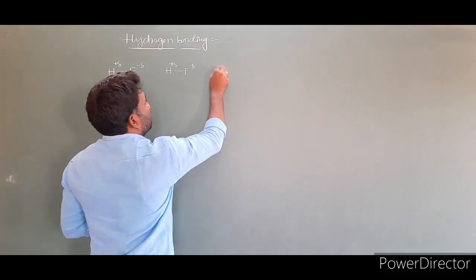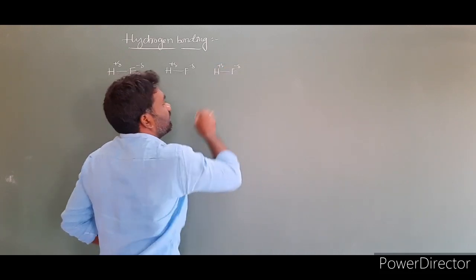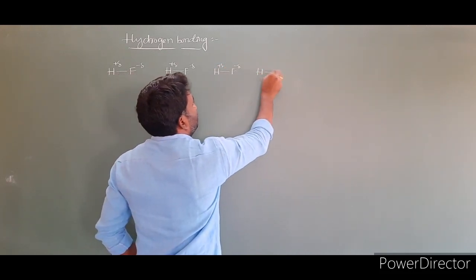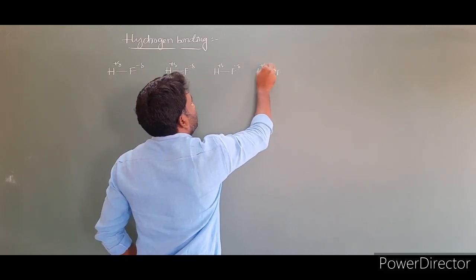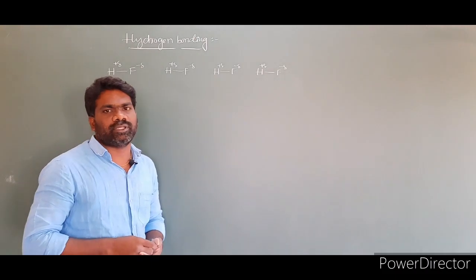I am taking another one, HF. This is partially positive, this is partially negative. And I am taking another one, HF. This is partially positive, fluorine is partially negative. So like that we can arrange many number of molecules.